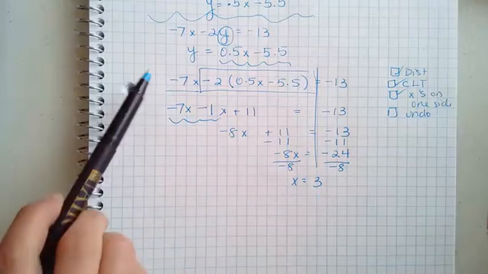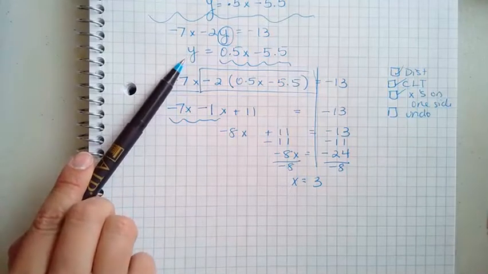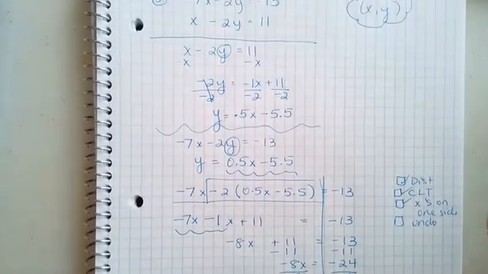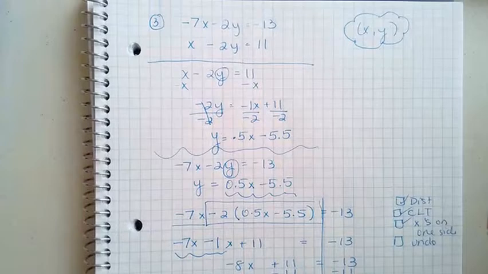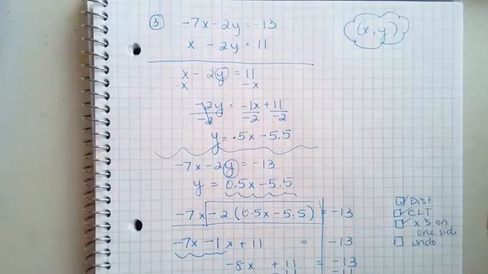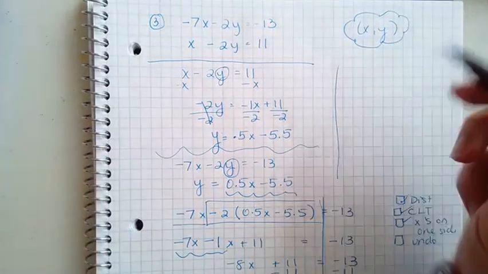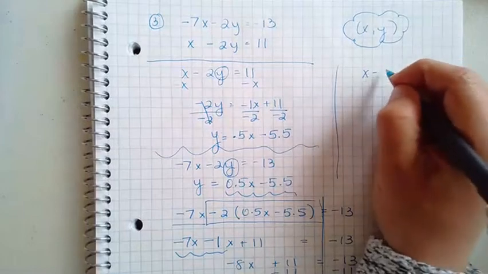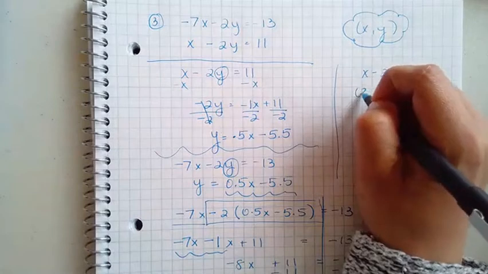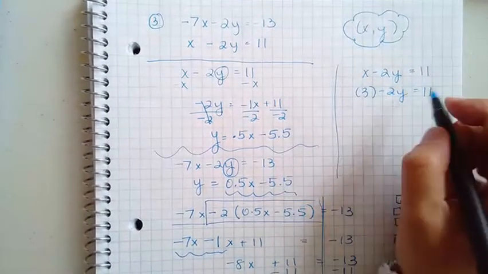Now it might be really tempting to put it in right here. My suggestion is always to go back to the very beginning, the first equations you were working with, because what if you made a mistake? So I use one of my original equations, and I'm going to plug it in. I'm going to use this second one because it looks a little easier. So x minus 2y equals 11, and instead of x, I'm going to write 3. And now I've got to solve for y.